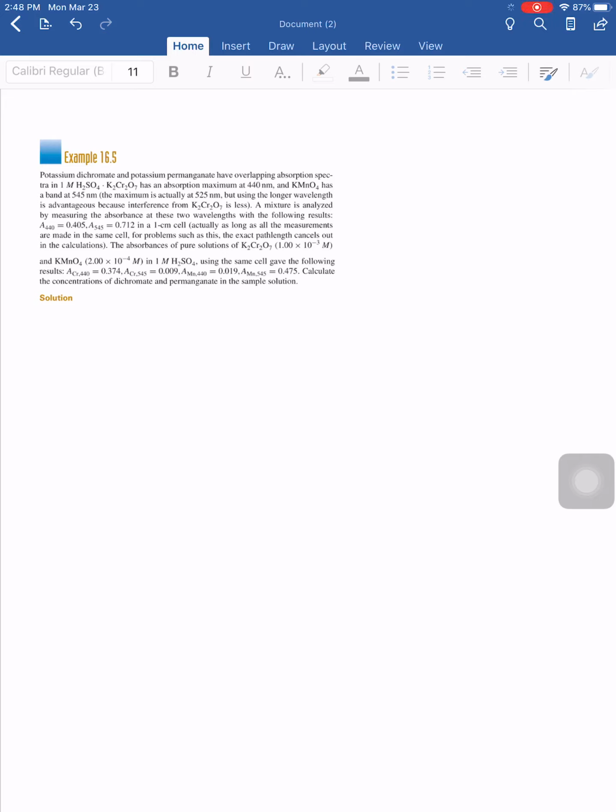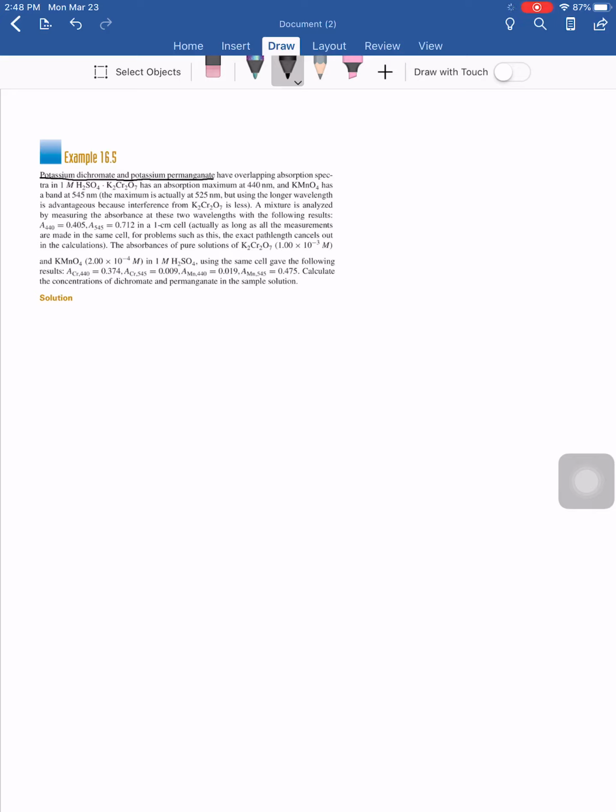Okay, good afternoon. Examples 16.1 and 16.2 of Christian are rather straightforward, so we won't spend too much time dwelling on those. Instead, let's first focus on example 16.5. In example 16.5, we have a solution that is a mixture of two analytes. You have potassium dichromate and potassium permanganate.